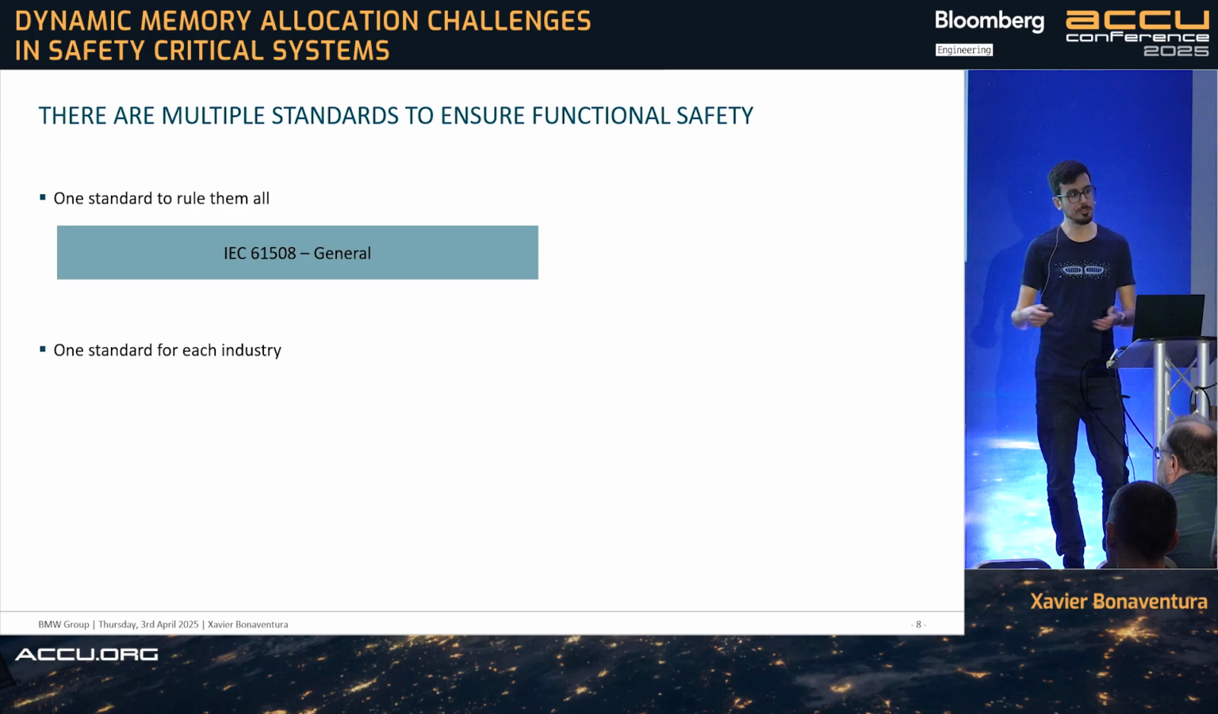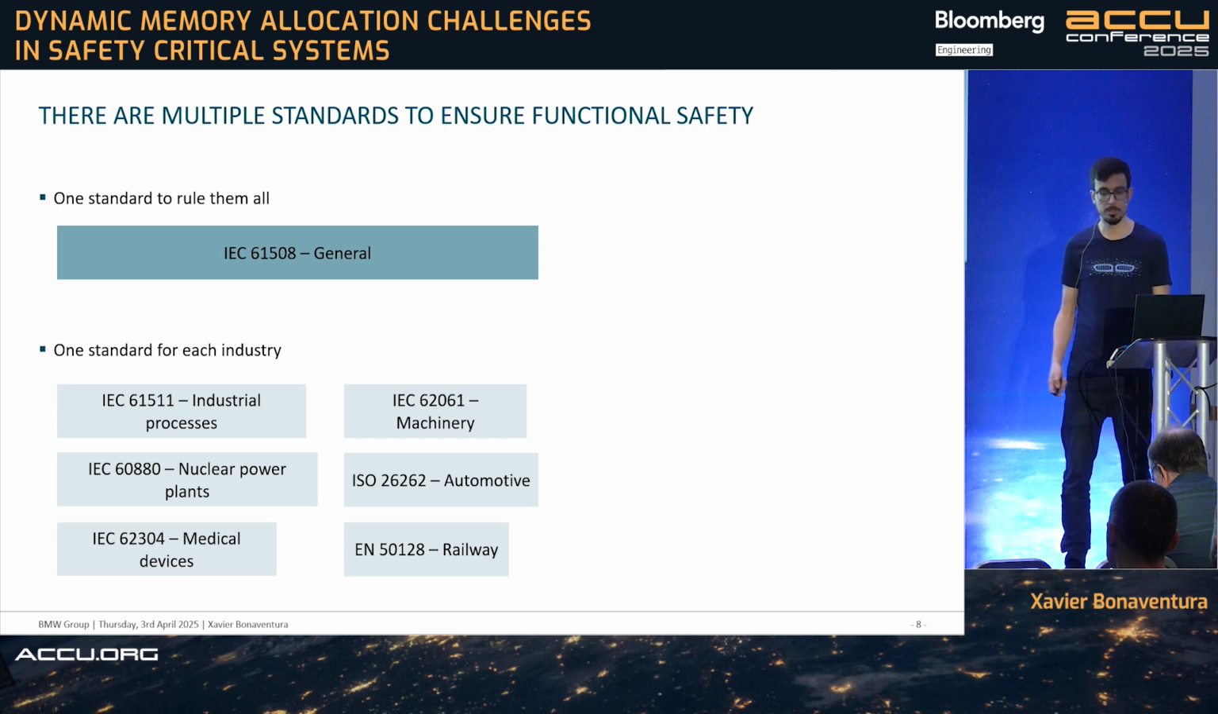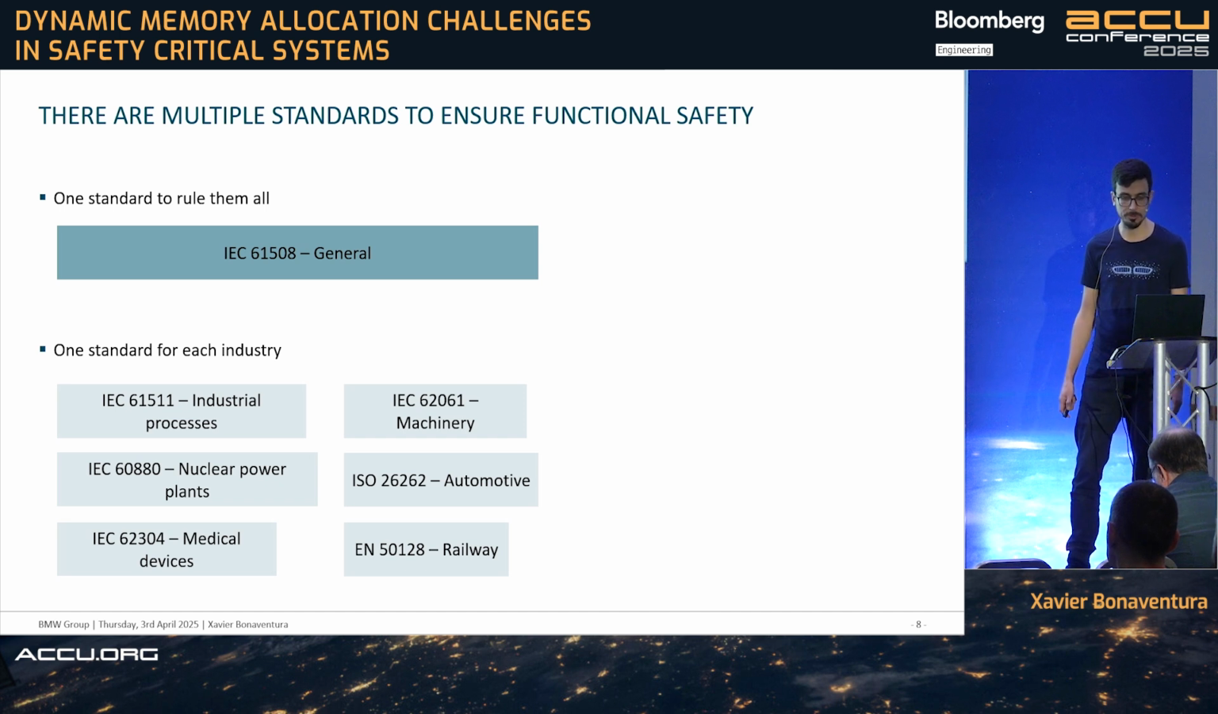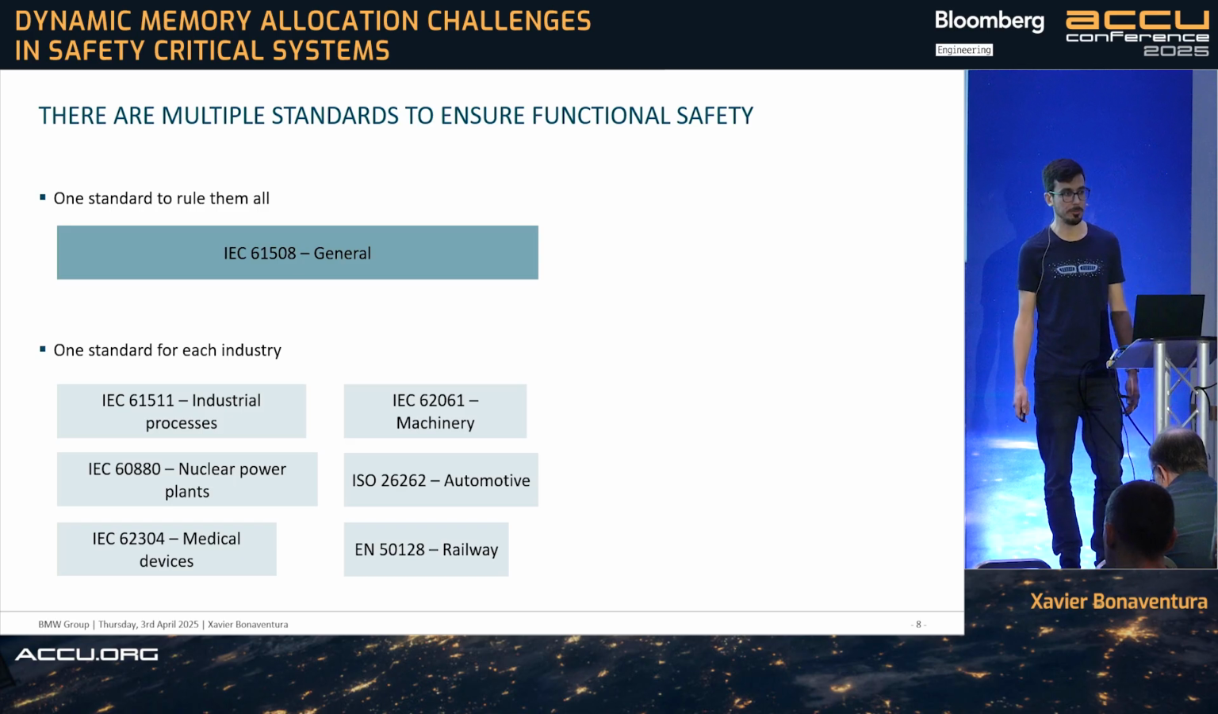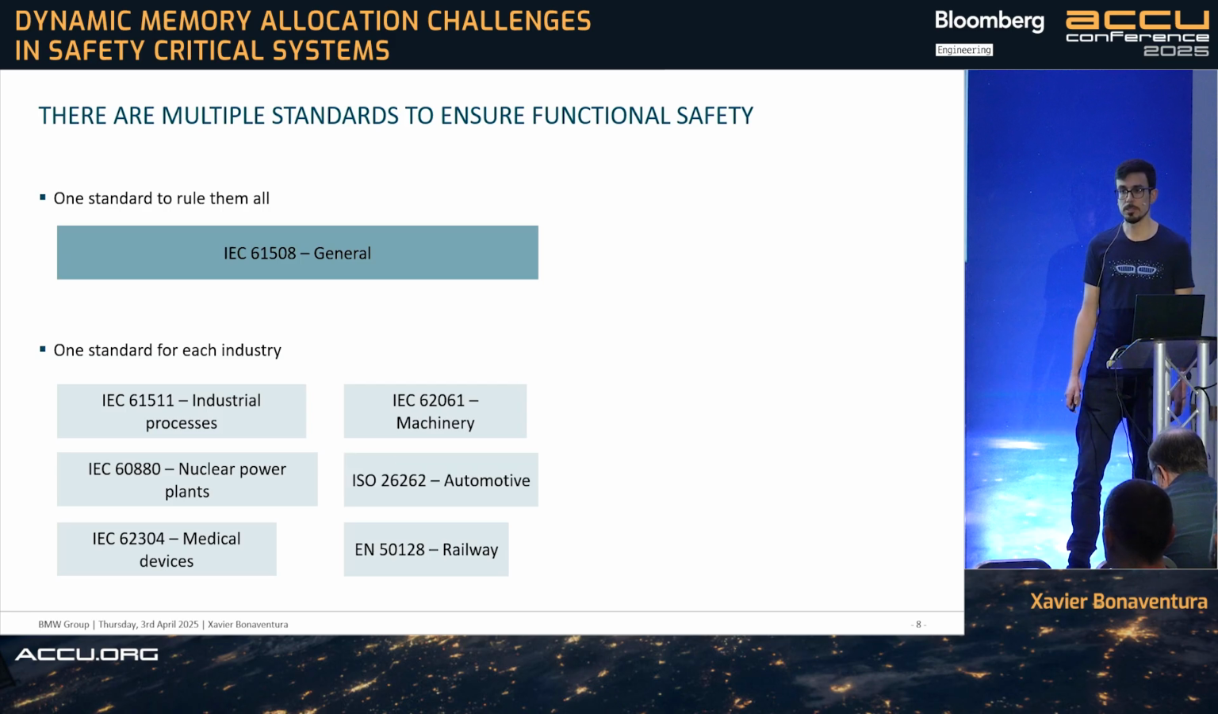The thing is that each industry has some specific problems, and then multiple standards have appeared. You have standards for industrial processes, machinery, nuclear power plants, medical devices, automotive, and railway. Today we'll focus a bit on automotive. It's the one that I'm working on, the one that I know a bit. I'm not a safety expert, but this is the one I'm familiar with as a developer. I didn't mention it: I'm not on the safety team. I'm basically a software developer. I'm the technical lead of my team, and I just have to deal with that. That's how I got to know it.